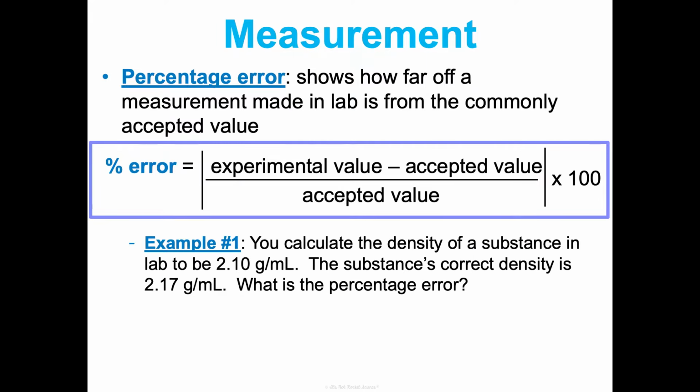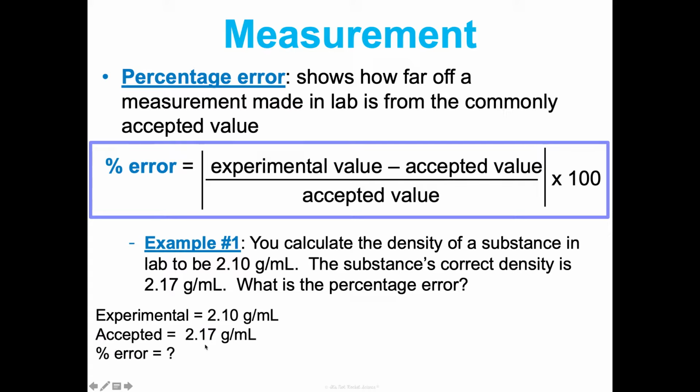Let's say you calculate the density of a substance in lab to be 2.10 grams per milliliter. The substance's correct density, like its known density, is 2.17 grams per milliliter. What is the percentage error? Okay, so what do we know? We know that our experimental, what we got in lab, was 2.10, but the accepted is 2.17. And we're trying to figure out the percentage error.